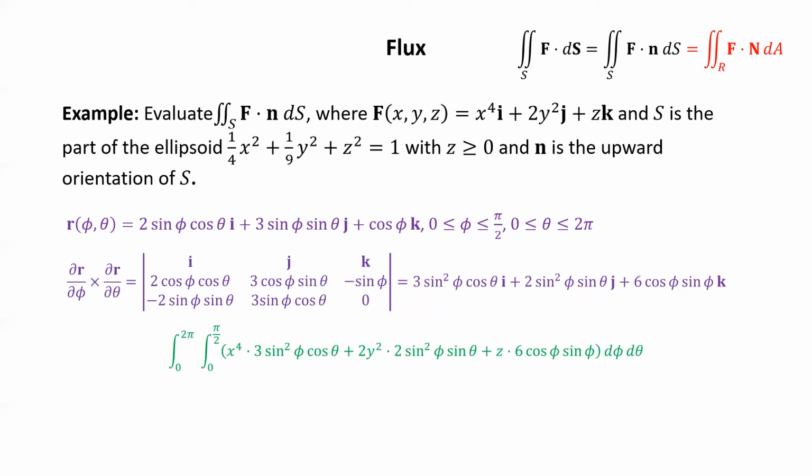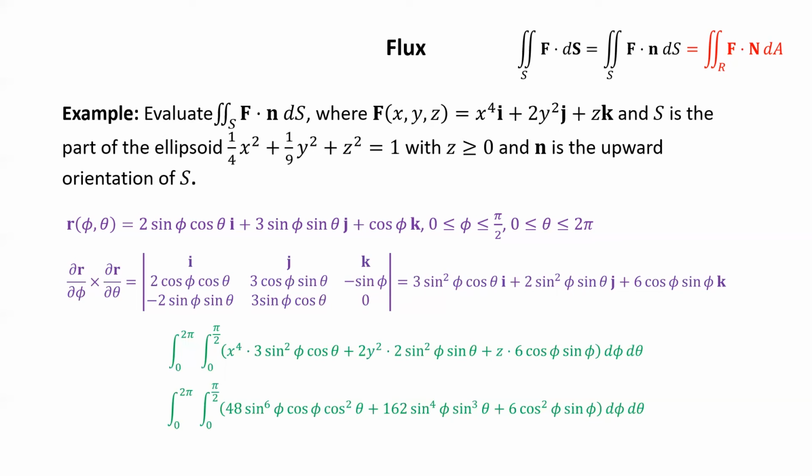we get x to the 4th times 3 sine squared phi cosine theta plus 2y squared times 2 sine squared phi sine theta plus z times 6 cosine phi sine phi. Now, replacing x, y, and z by what they are in terms of phi and theta, we get 48 sine to the 6th phi cosine squared theta plus 162 sine to the 4th phi sine cubed theta plus 6 cosine squared phi sine phi.